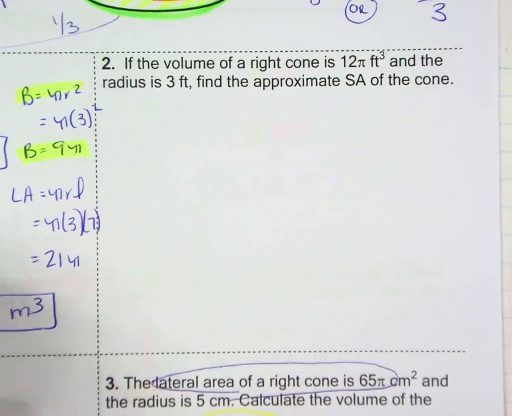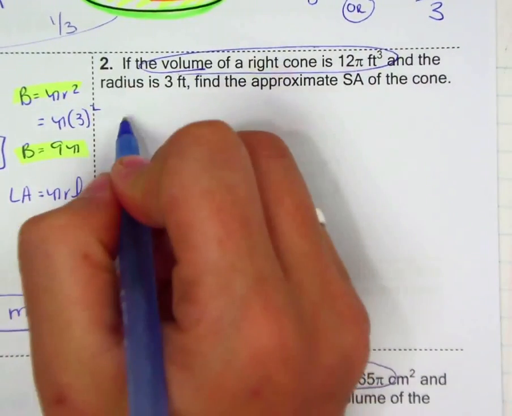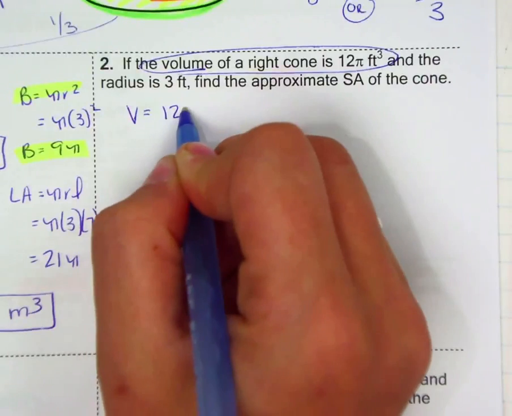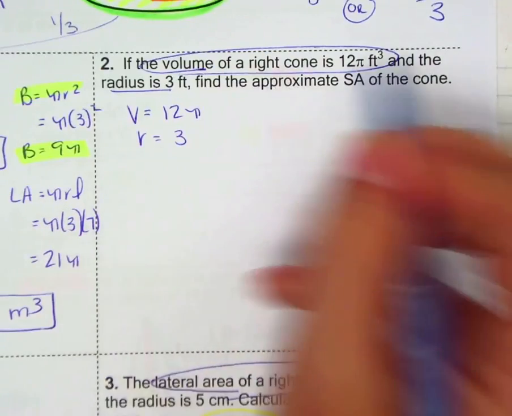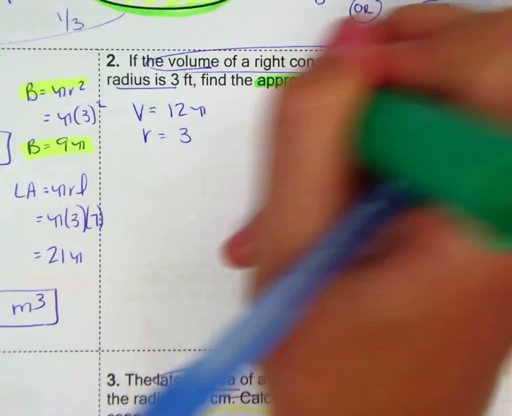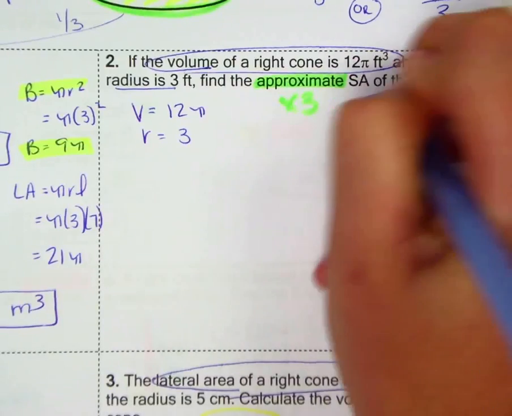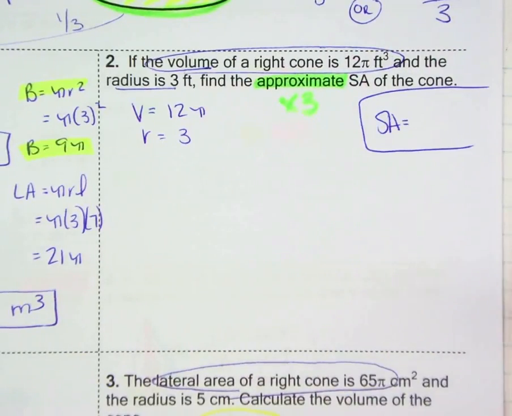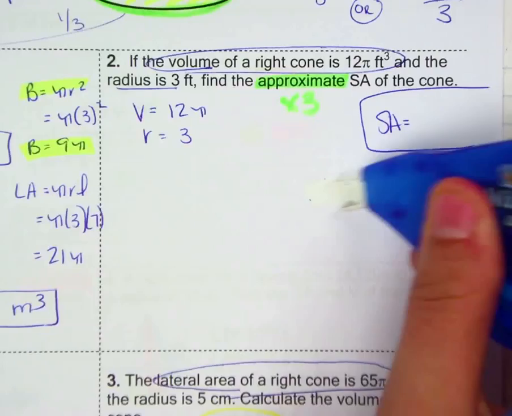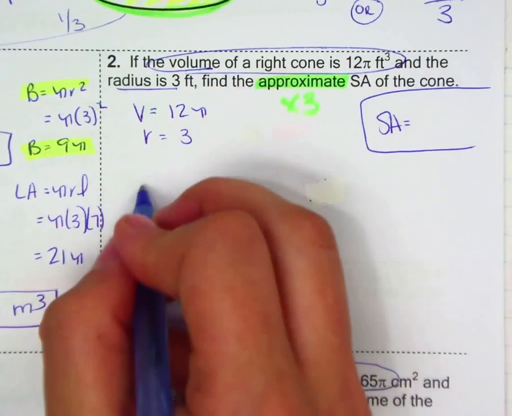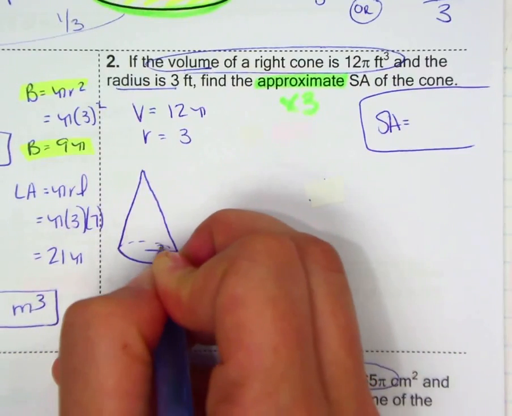All right, last problem. The volume of a right cone is 12 pi feet squared. So volume is 12 pi, and the radius is 3 feet. Find the approximate surface area of the cone. So we're solving for surface area. There are a lot of different pieces that go into that. Let's draw a picture. It's a cone. So we know the radius is 3.